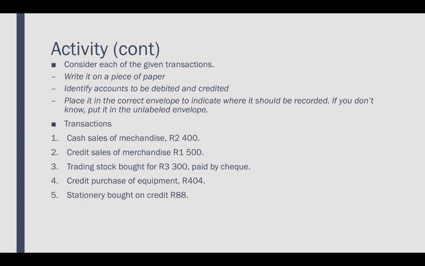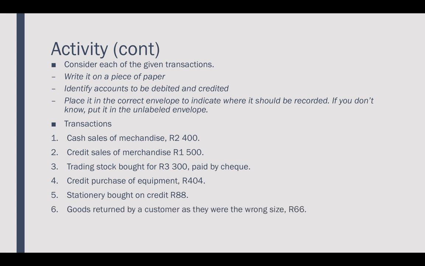Number 5, stationery bought on credit. You will need to debit stationery as an expense that is decreasing equity, and at the same time, because it was bought on credit, just like you did with number 4, you are going to want to credit your supplier's account. Again, this transaction will join number 4 in your purchases journal.